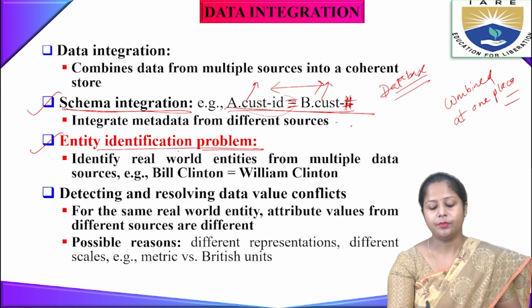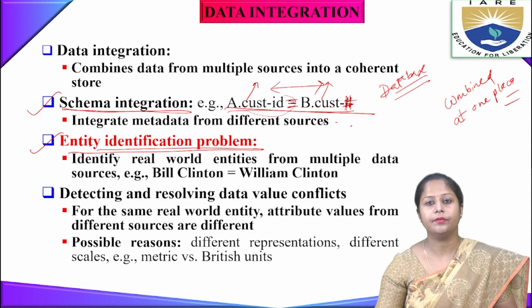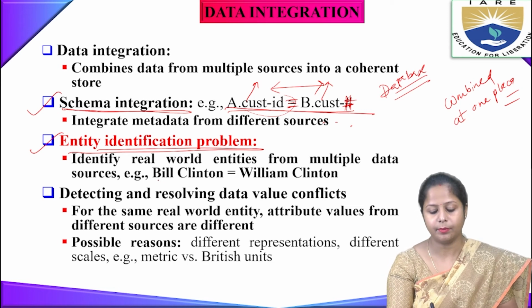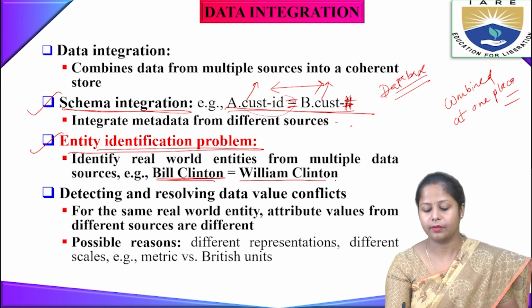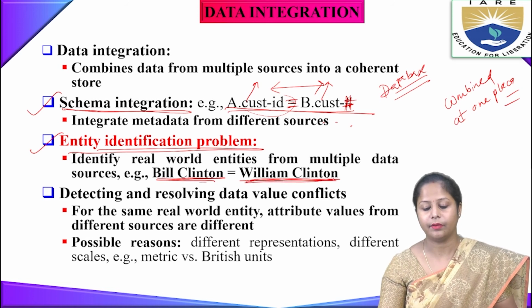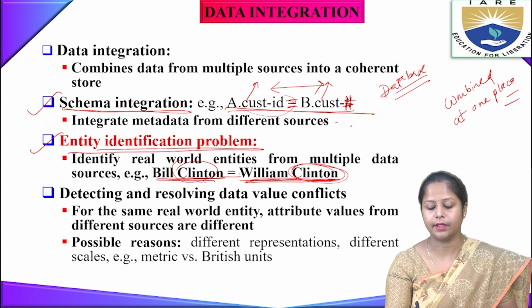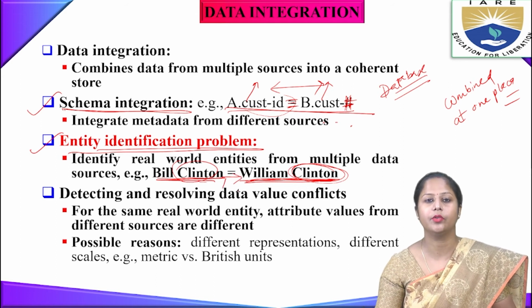Entity identification problem. Identify real world entities from multiple sources. For example, Bill Clinton is equal to William Clinton. If there is a query where Bill Clinton is equal to William Clinton, we have to integrate that type of data. If they are the same, we have to integrate that data at one place. We have to use one data and replace that data with one.